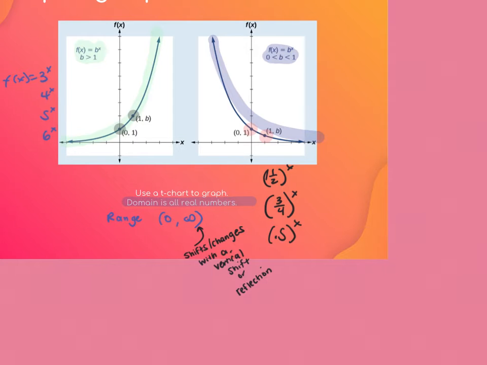To note is that there's arrows on both edges, right? So these arrows mean that this graph continues on in both directions. When you graph these exponential functions, they should do the same. You should have arrows on both sides. What does it say under vertical shift? Or reflection.